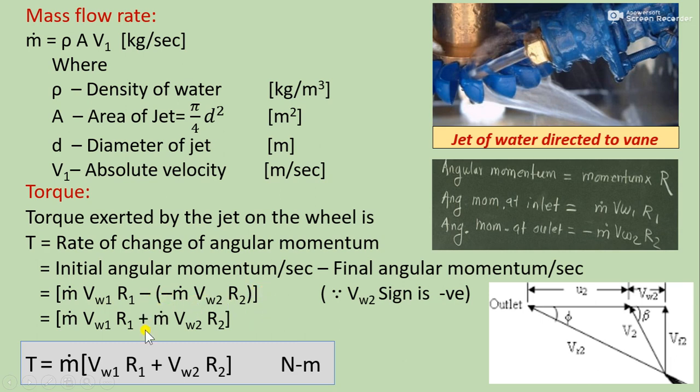So minus and minus give plus. Finally, torque is equal to m dot [Vw1 r1 plus Vw2 r2]. The unit of torque is Newton meter or joule. It is rotary work, you can see.